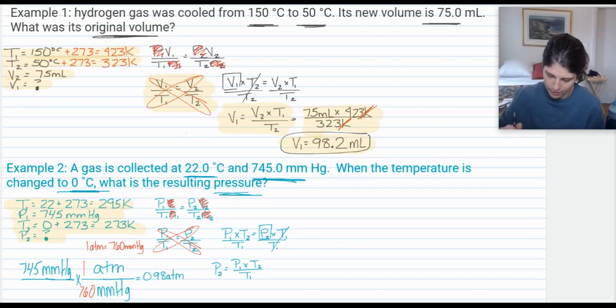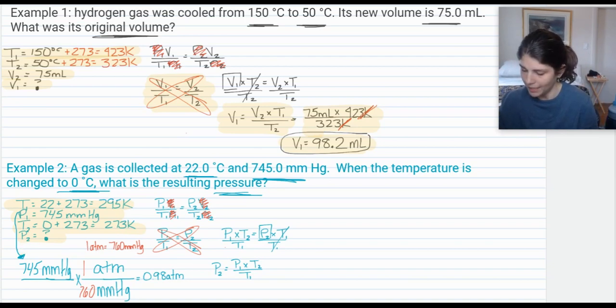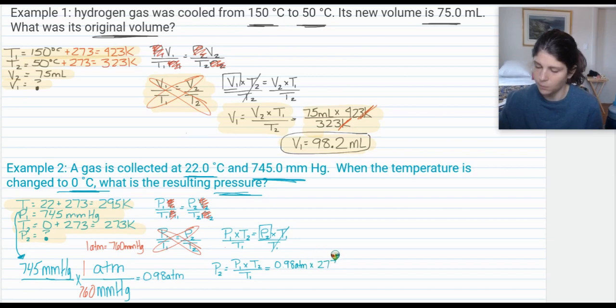So what we had to do was convert the pressure units so that they were in atmospheres, because we'll always use atmospheres in this class. It'll become really important when we get to the next equation, the ideal gas law. And with that, now we can plug into the equation that we have here. The P1 we just found is 0.98 ATM. The final temperature was 273 Kelvin, right? Yes, 273 Kelvin. And T1 is 295 Kelvin.